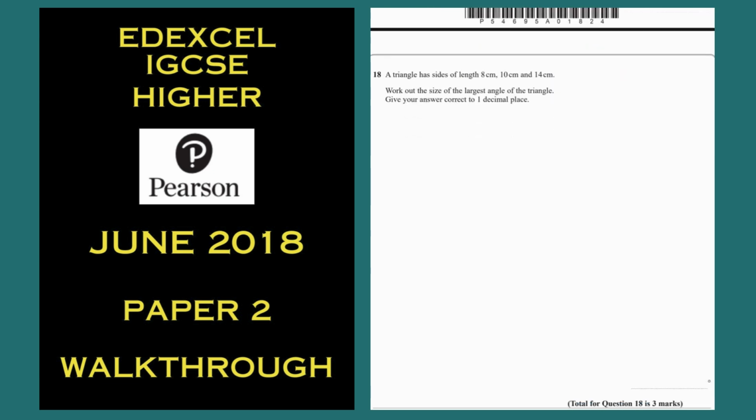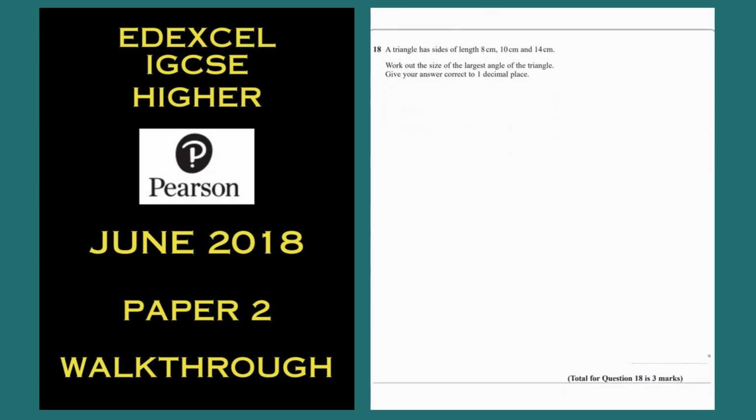On we go. So question 18, triangle's got 3 sides, 8, 10 and 14. So this is that logic. Don't forget, the hypotenuse is opposite a 90-degree angle. It's also the largest possible angle you can have in a right-angled triangle. You can't have another angle bigger than 90. So the logic is the longest side is opposite the largest angle.